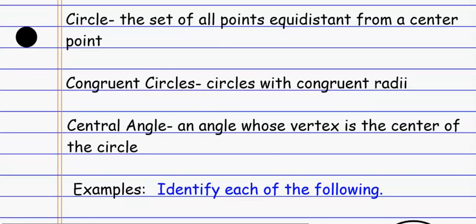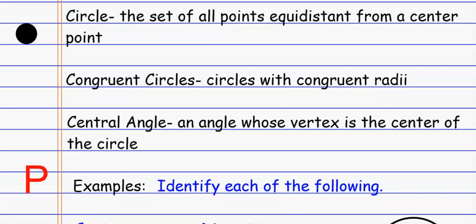Okay, a central angle is an angle whose vertex is at the center of the circle. And so, again, if we were to draw a circle here real quickly, so there's my circle. A central angle is basically an angle that we draw from the center of the circle. That's where it's measured from, all right?